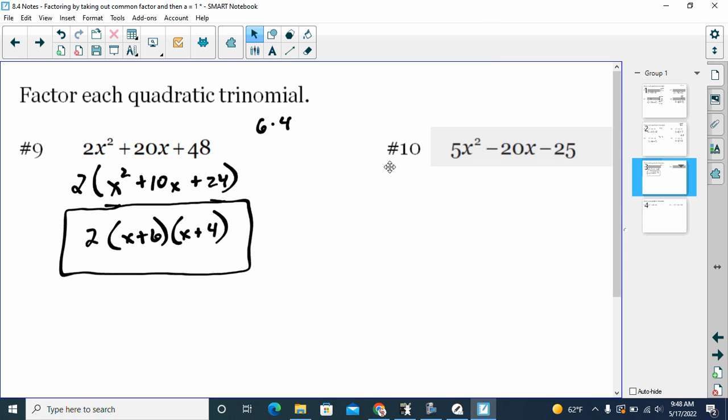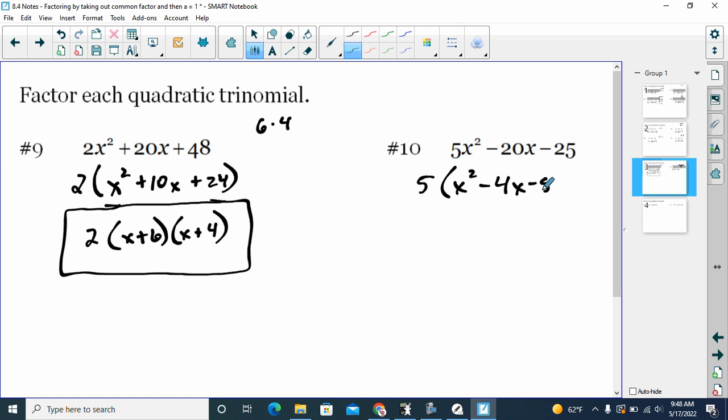Let's try another one. Number 10, 5x squared minus 20x minus 25. 5, 20, and 25. I can divide those all by 5. I'm going to factor out a 5. And then finish factoring this trinomial.